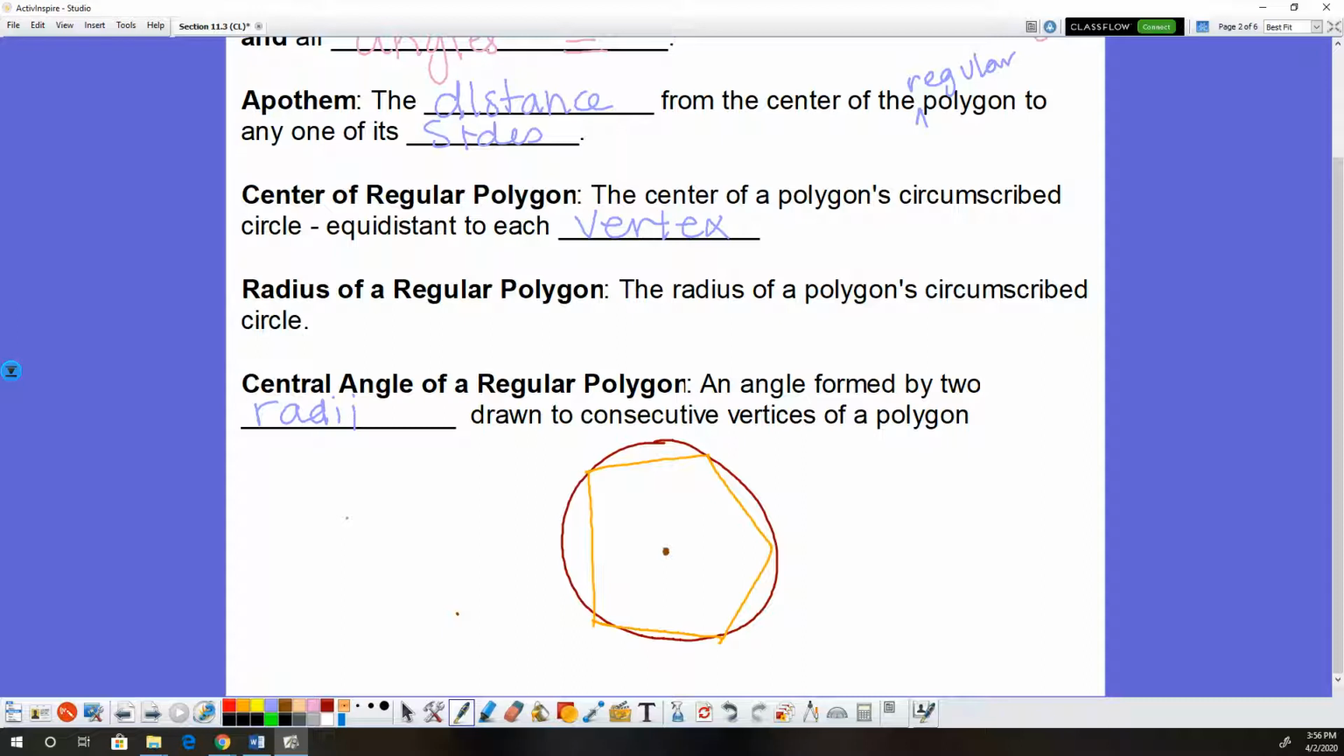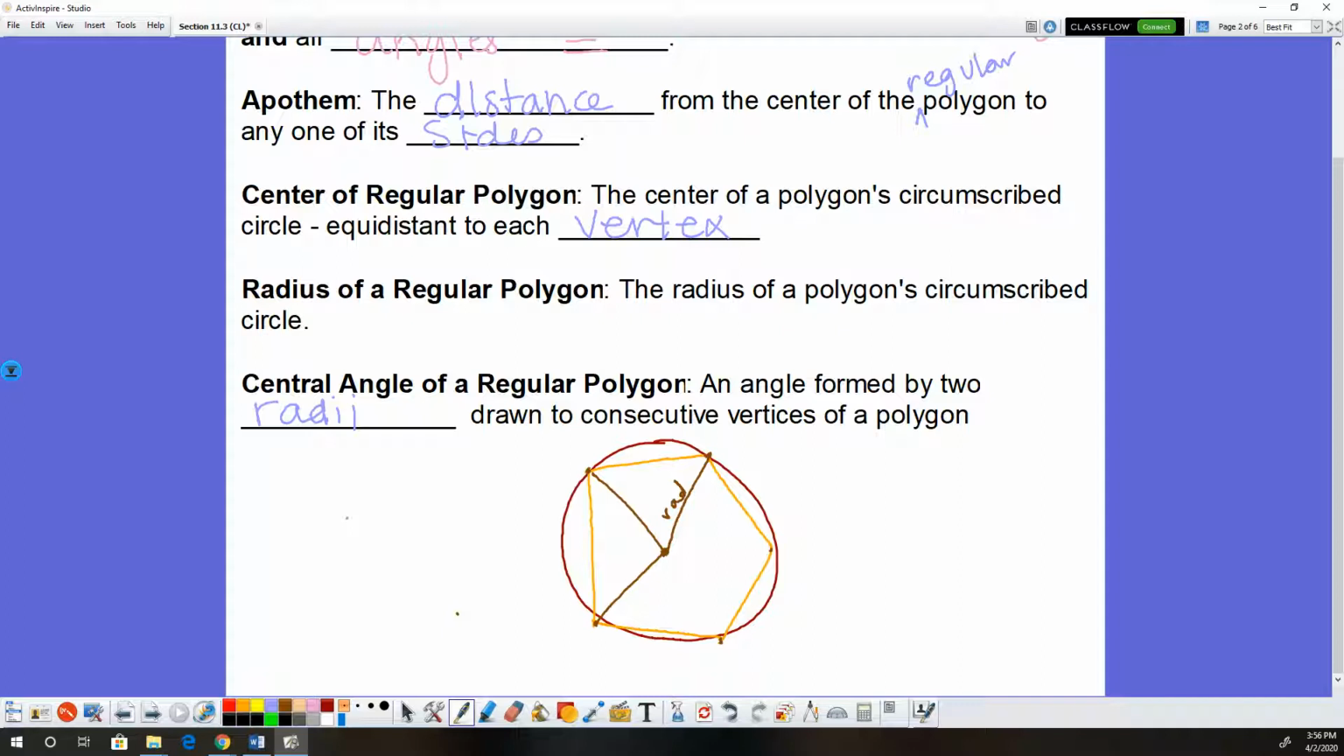The radius of the regular polygon would also be a radius of the circle, so this would be the radius. Okay, or this, all the way around would be the radius of the polygon, which is also the radius of the circle. So the radius goes from the center to each of these vertices. Okay, so a pentagon would basically have 5 radii.